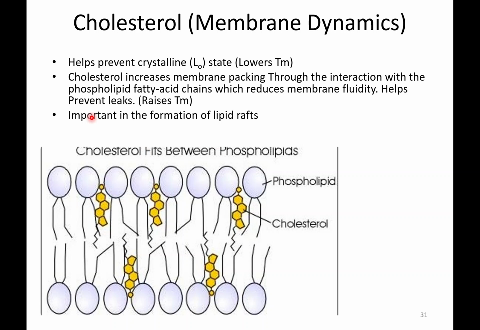The other thing it does is it's important in the formation of what are known as lipid rafts, which we'll talk about. There's certain regions in the membrane that are sort of more ordered, and they have certain types of phospholipids, certain proteins in them, and they float around almost like rafts.